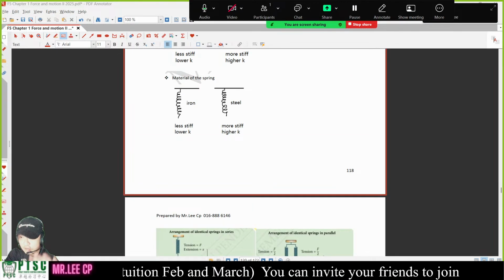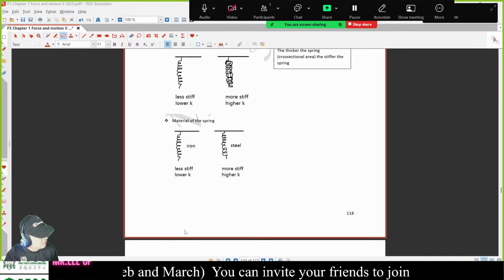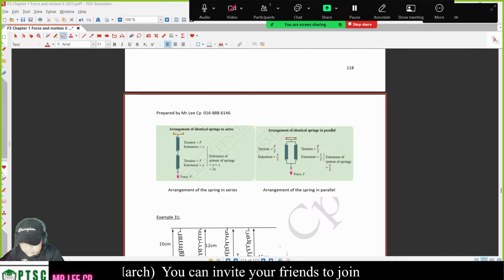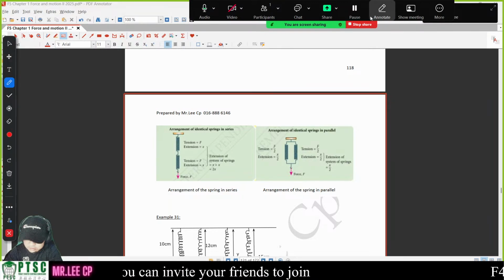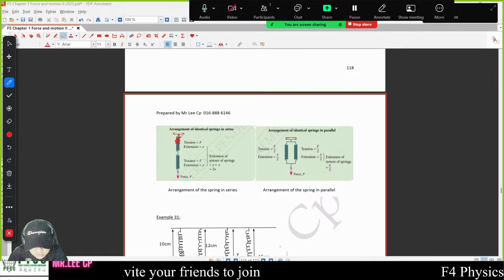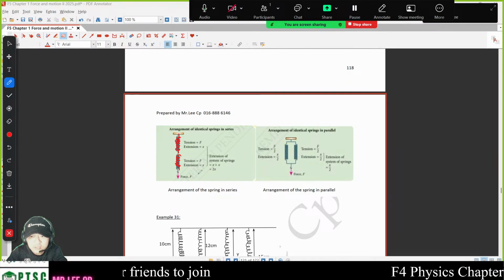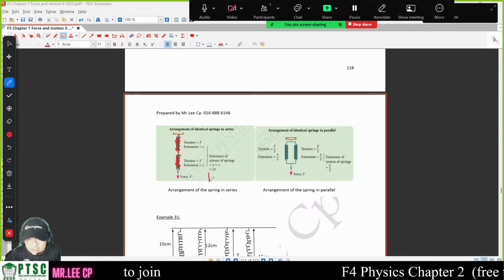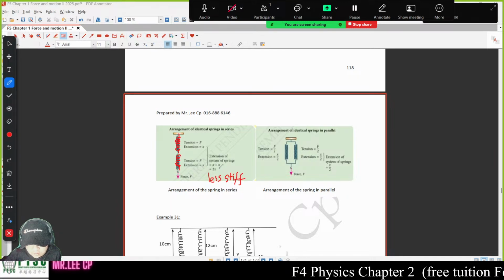Okay, so these are the 4 factors that affect the spring constant. And then lastly, it is the arrangement of the spring. If you arrange in series, what happens? This one is called series. You arrange one spring here and then another spring here. So it will be very soft, very easy to pull. Less stiff, so you extend a lot.